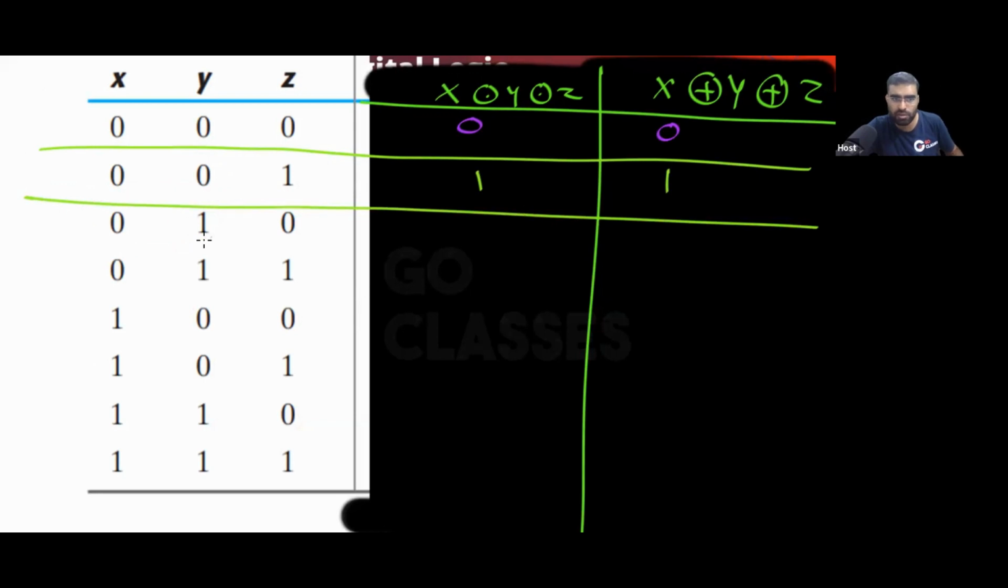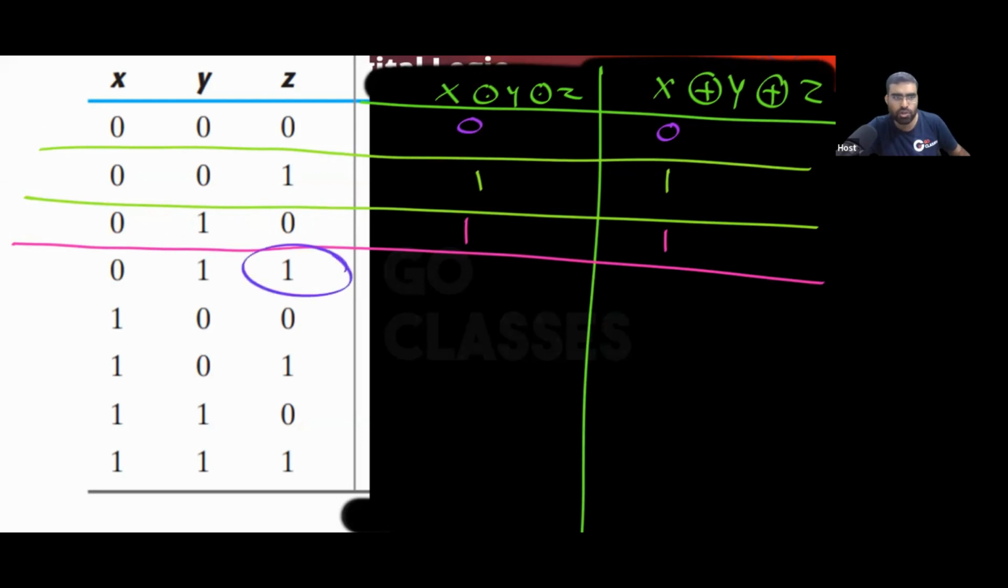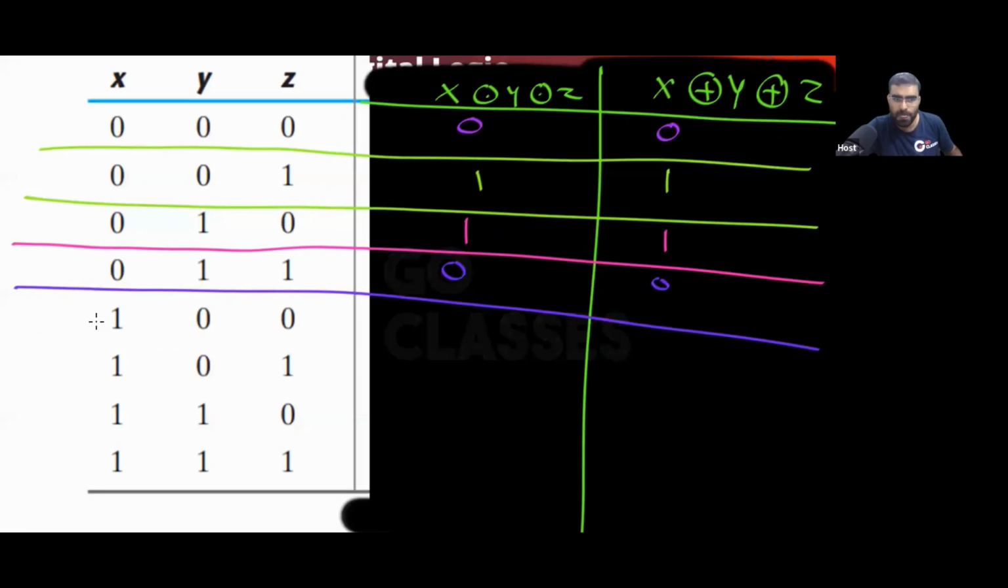What about the next one? If you do XNOR, you will get 0. 0 XNOR 0, that will be 1. If you do XOR, this will be 1. 1 XOR 0, that will be 1. What about the next? If you do XNOR, you will get 0. 0 XNOR 1, that will be 0. Similarly, if you do XOR, that will be 1. 1 XOR 1, that will be 0. Are you getting my point? For the next, XNOR will be 0. 0 XNOR 0, that will be 1. XOR will be 1. 1 XOR 0, that will be 1.